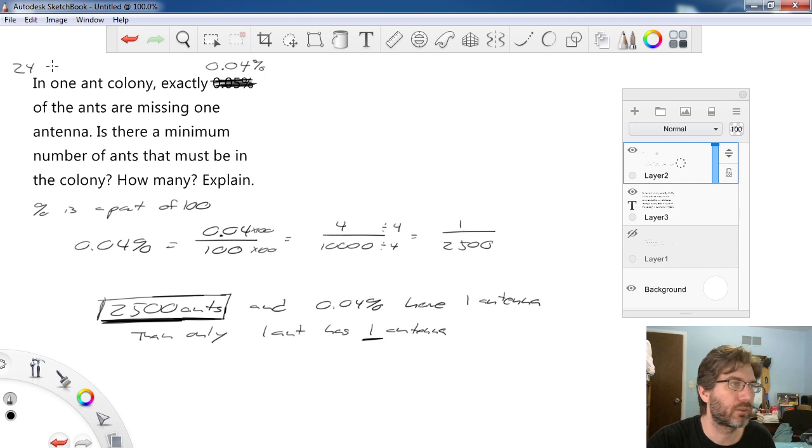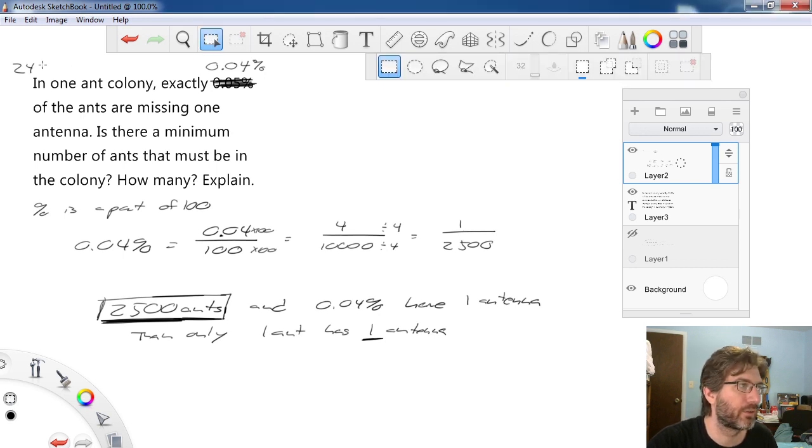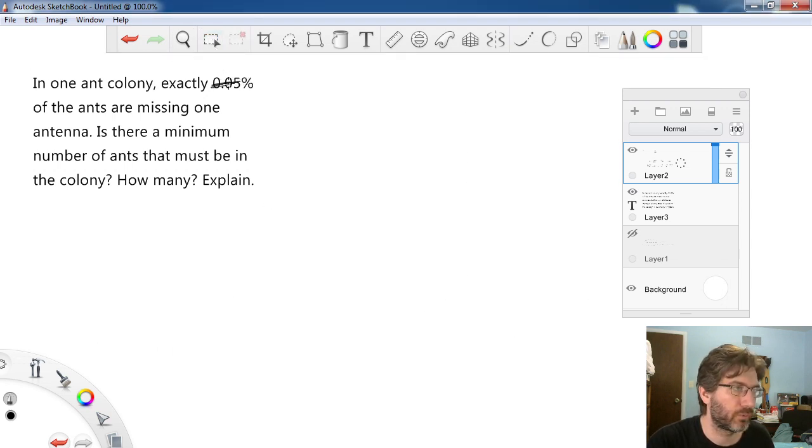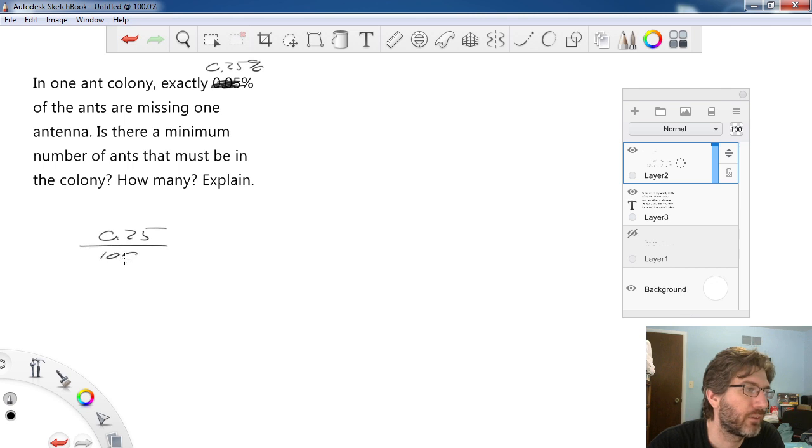I can do another example. What if instead of having 0.05, this was 0.25%? In that case, again, you just make that percent a fraction, because that's the definition of a percent, 0.25 over 100. This means out of 100 ants, 0.25 of an ant has one antenna, but you can't have 0.25 of an ant. So we're going to move the decimal point out by multiplying by 100, because we're moving it 2 places.